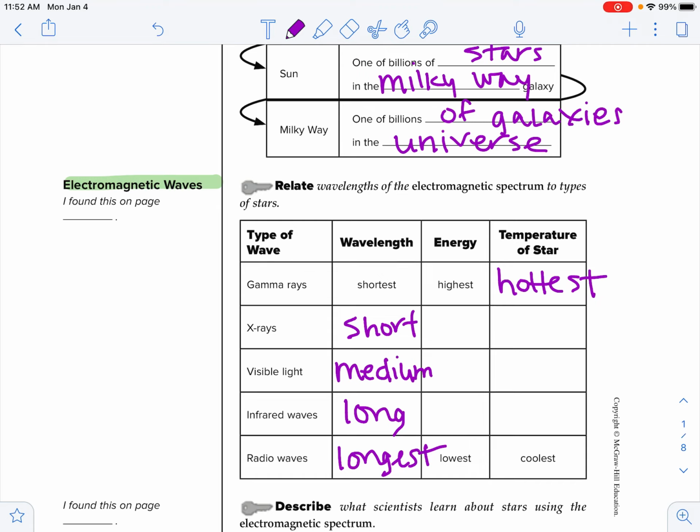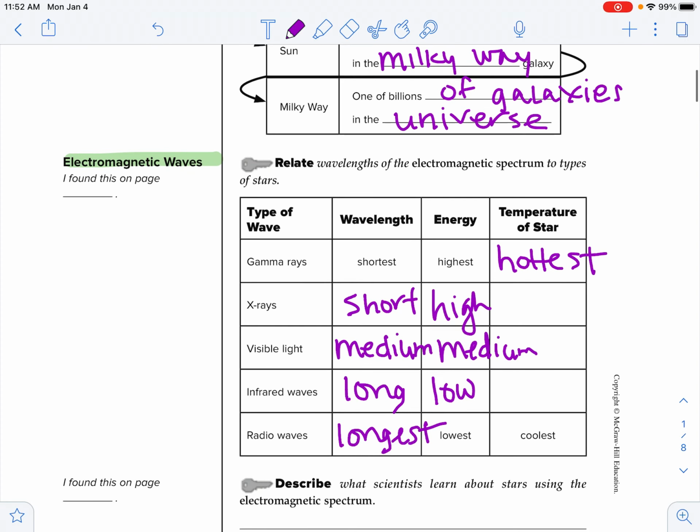All right, so if the energy of gamma is highest, then X-ray is going to be high, and this is going to be medium. This is going to be low, and the radio is going to be lowest. Okay, so if the temperature of the gamma star is hottest, the one giving off predominantly gamma rays is going to be hottest. Hot for X-ray, medium for our sun, cool for infrared, and coolest. Okay, so I want us to write in here that this right here, this is our sun. Our sun gives off predominantly visible light, okay? That is what we need, right? So that is a good thing.